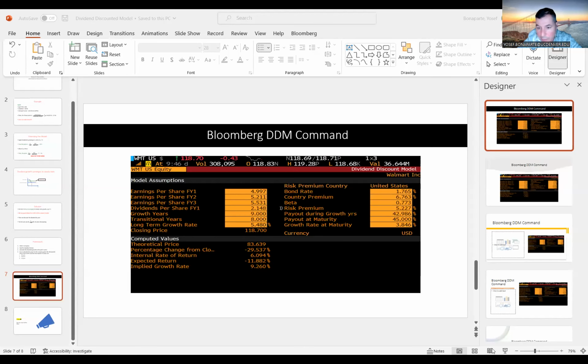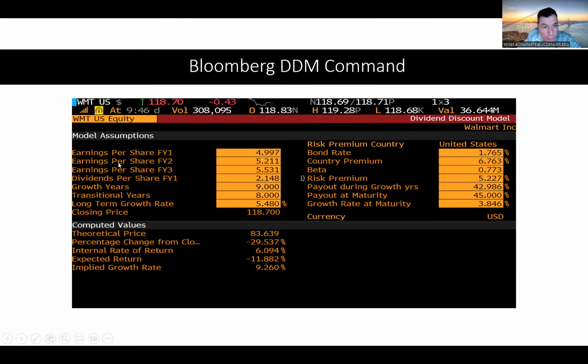So if you go to Bloomberg, you do the DDM command, you will find an output like this. This is the output. You will find a lot of information: growth years, long-term growth rate, and the closing price for a company here, Walmart. The closing price is 118. So that's the closing price, and then computed values, the theoretical price for Walmart based on DDM is 83.6039.